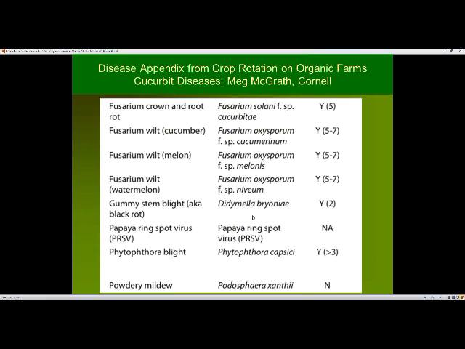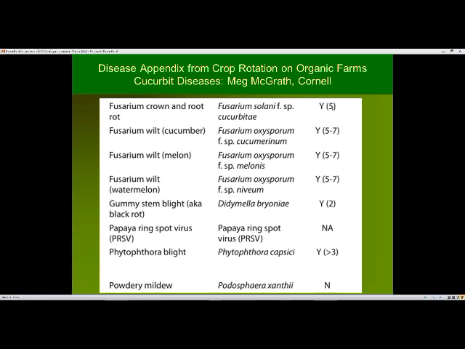So in that rotation planning guide, there is a disease appendix written by Meg McGrath from Cornell, and it's a really excellent resource when you're trying to understand how to plan your rotation to manage important soil-borne diseases. And this is just a tiny little bit of that appendix. And basically you see squash family diseases on the left, the pathogens that cause those diseases in the center, and then in this column, the Y's and the N's mean, Y means yes, rotation does manage this disease, and N means no, rotation will not manage this disease.